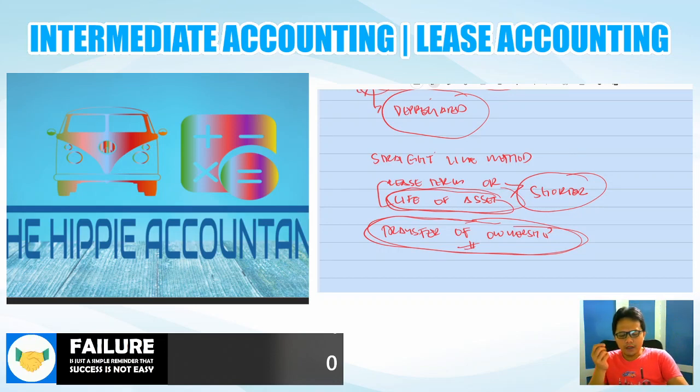Now, how would we know if there is transfer of ownership? Number one, if it is specifically stated that there is transfer of ownership per agreement. Number two, if there is a purchase option by the lessee, meaning binigyan si lessee ng option to purchase the subject of the lease at a price sufficiently lower than the fair market value, then in substance there is transfer of ownership.